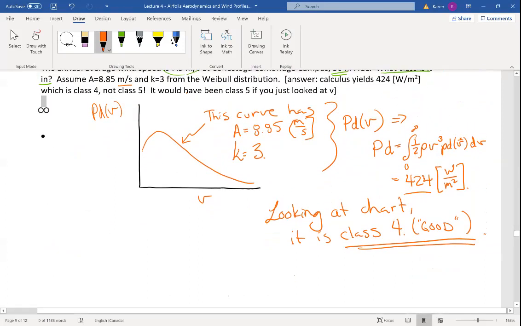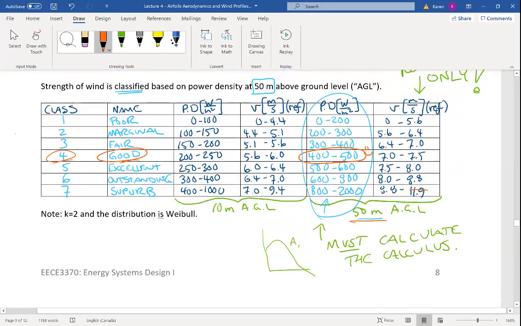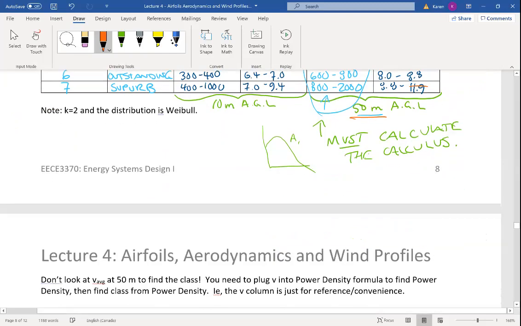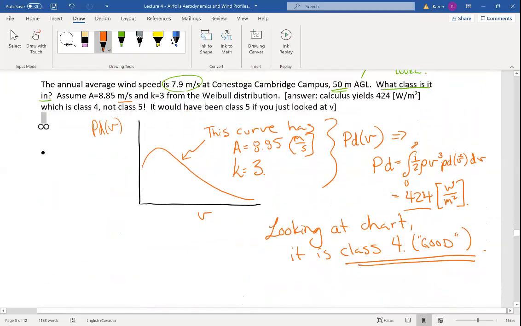Had I not made this curve, I would have just made a guess and said, oh, 7.9 takes me here, I am in class 5, excellent. Then I would have spent a lot of money on a wind turbine installation, but my wind would not have been as powerful as the Weibull distribution proves it actually is. I would not have been getting enough power out to justify the cost of the wind turbine.